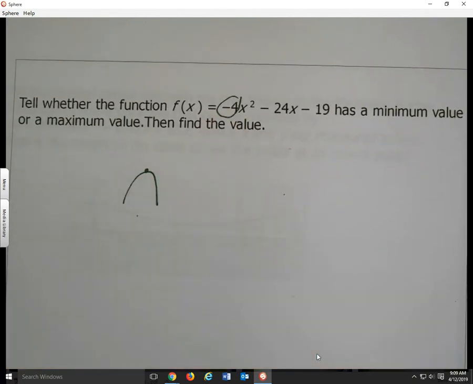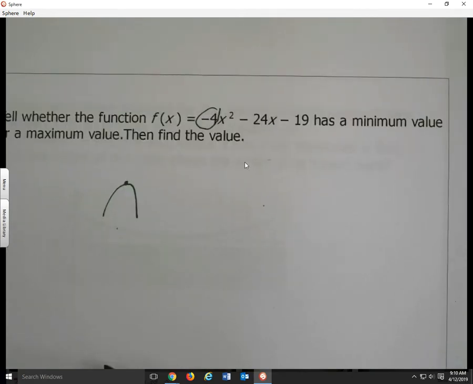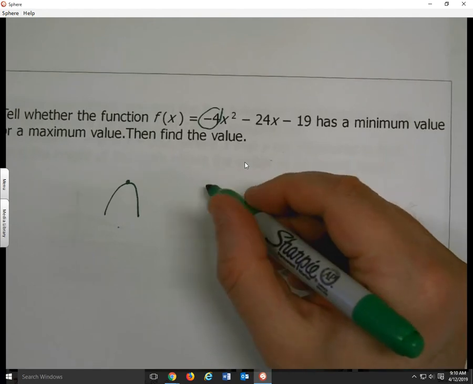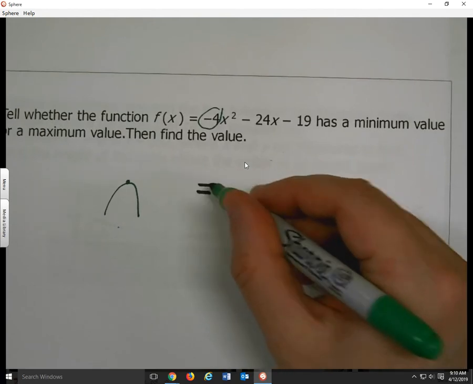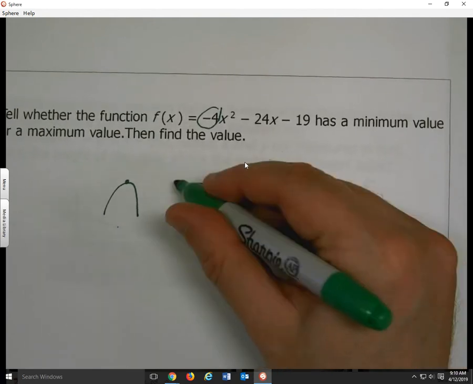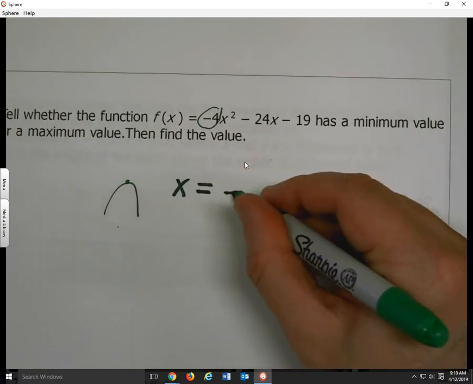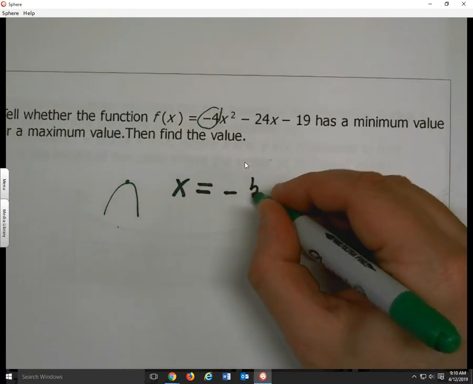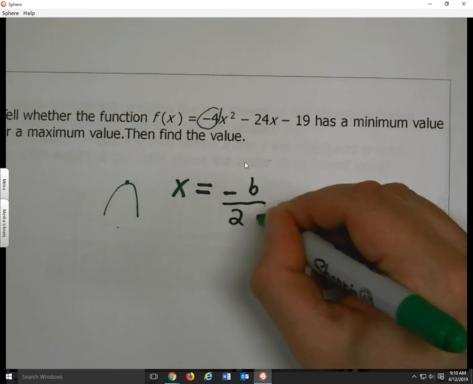Okay, so this is instantly identified because the a is negative that there's going to be a maximum height. And that's a pretty simple concept, right? There's not a lot to that. But then how do we find that value? How do we find out what that maximum height actually is? Well, we can do it by first finding the x value, by finding the axis of symmetry. And the formula for that is x equals negative b over 2a.